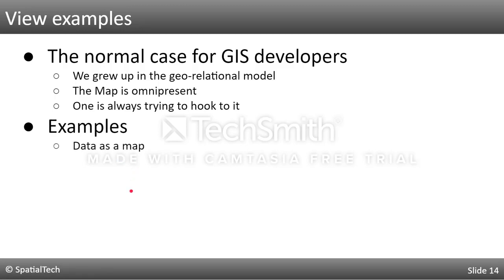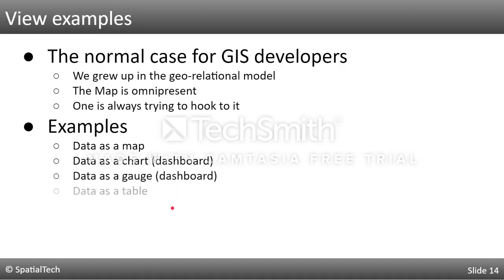But that's not the only way we work with the data. So we can go data as a map, data as a chart, which we'll see in dashboards, data as a gauge, data as a table. So we've all done this, whether we're in ArcMap or even QGIS and ArcPro. When you go over to the contents area, you have some dots up on the screen. You can right click and go open attribute table, and then you get a different view of the data.